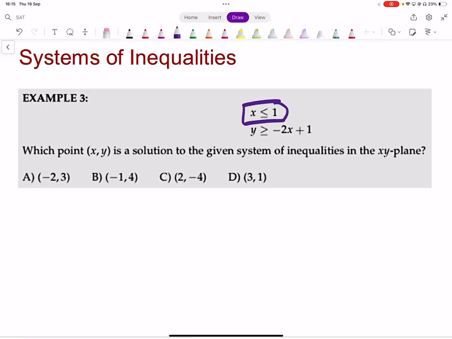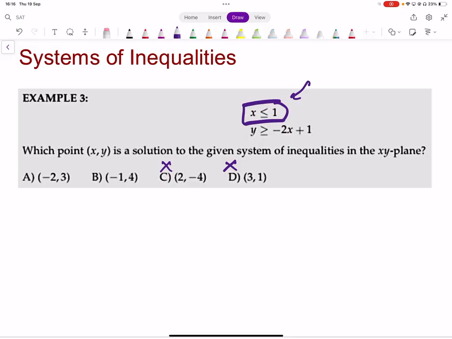x is less than or equal to 1. This is a simple example because you just have a condition on x here directly. x is less than or equal to 1. Can you eliminate some choices just by looking at that? C and D are not possible, right? Because in both of them, x is greater than 1. C and D are eliminated.